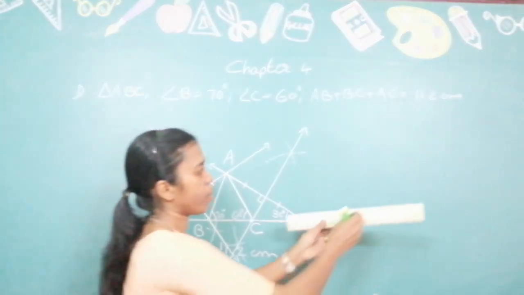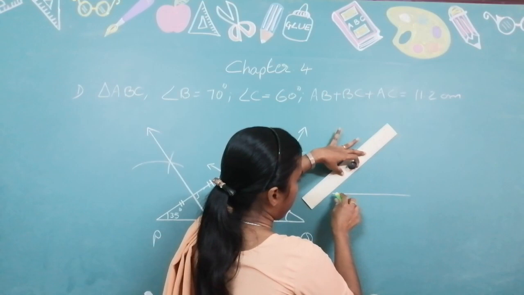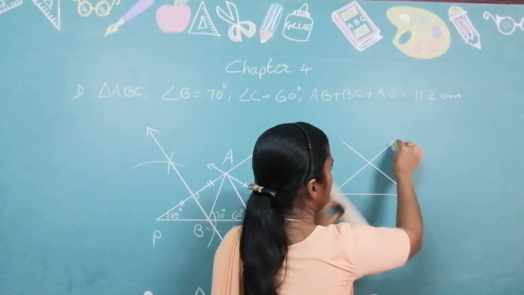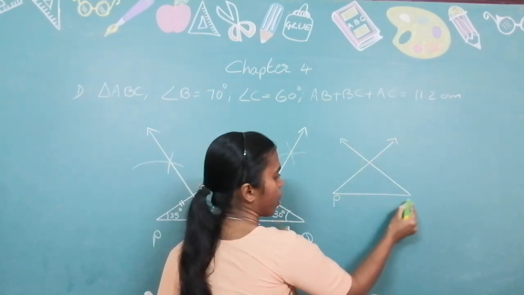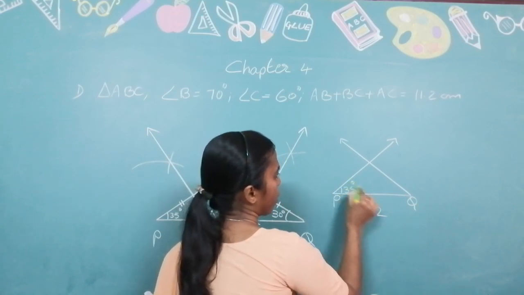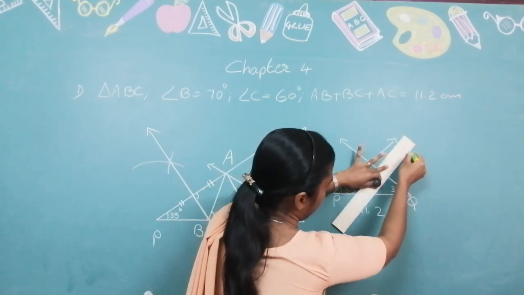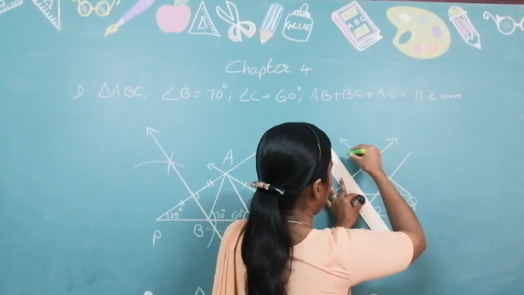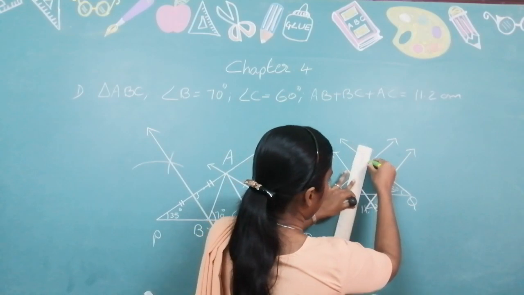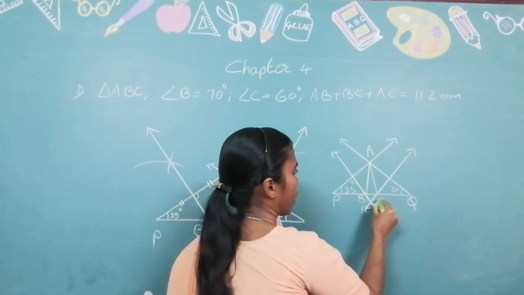Now you can draw the rough diagram. You should be drawing it first. You are drawing the base, then you have two rays. Base you are naming it as PQ, that is 11.2. P will be 35 degrees, Q will be 30 degrees from here. Then you are drawing the perpendicular bisector on this and drawing the perpendicular bisector of this. Join them, complete the triangle. So this is your A, B, C.